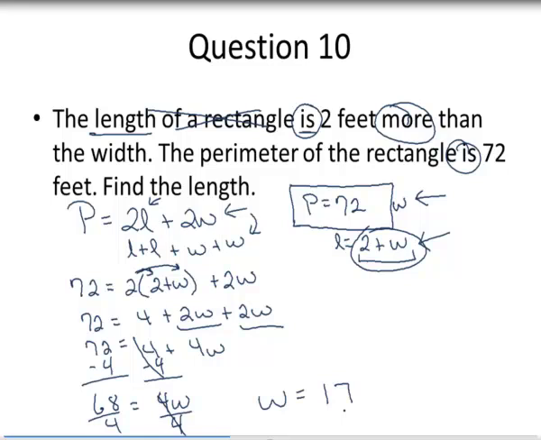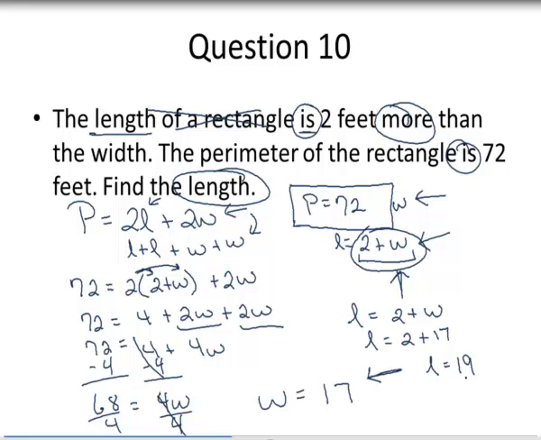W equals 17? But does that answer the question? What's the question? Find the length. Okay, we solved for width. Does that mean we did it all wrong? No, no. Now you're just going to use what you know about width right here in this little equation to find length. Length equals 2 plus width. Well, since width is 17, length equals 2 plus 17, so length equals 19.